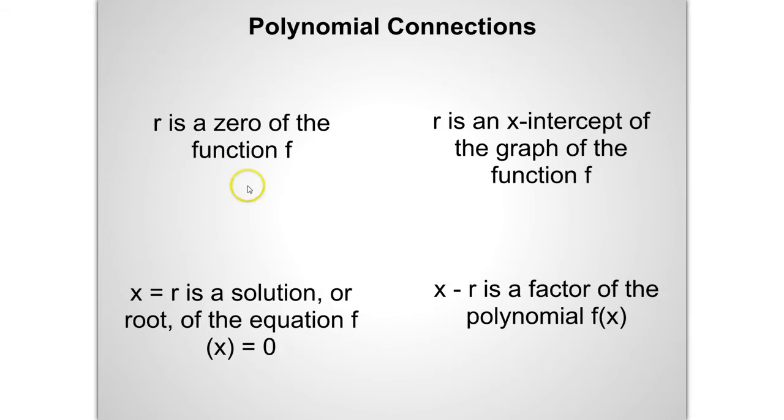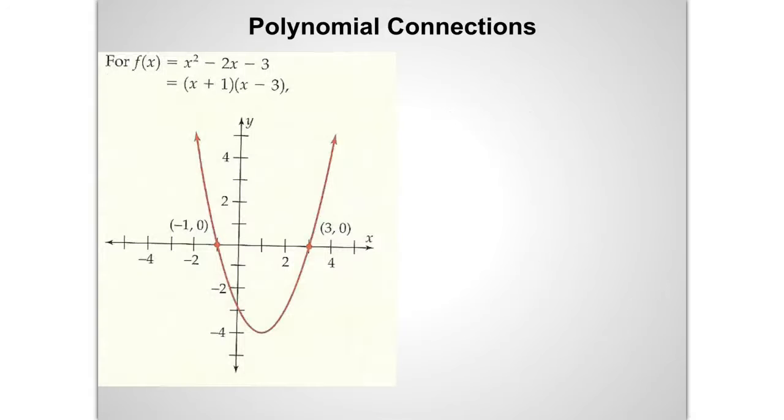R is a 0 of a function. R is an x-intercept of a graph of a function. X equals R is a solution or the root of f of x equals 0. And x minus r is a factor of the polynomial f of x. What I'd like you to realize is that when one of these statements is made, the others follow. So they all say the same thing in their own different way. So if you know one of these things, you can conclude the others. They all say the same thing.